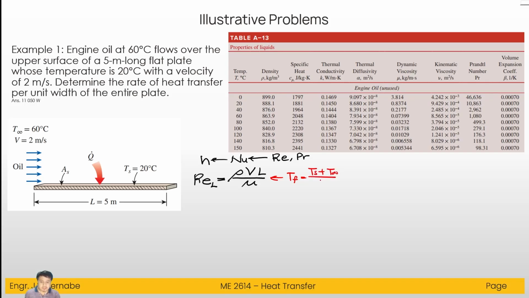We have a table here to find the density and the viscosity of engine oil, but at what temperature? We have 60 and 20 degrees here. This 60 is the free stream temperature, and this 20 is the temperature of the surface. So the film temperature is 60 plus 20, which is 80, divided by 2, so 40 degrees Celsius. At 40 degrees Celsius, you have this.